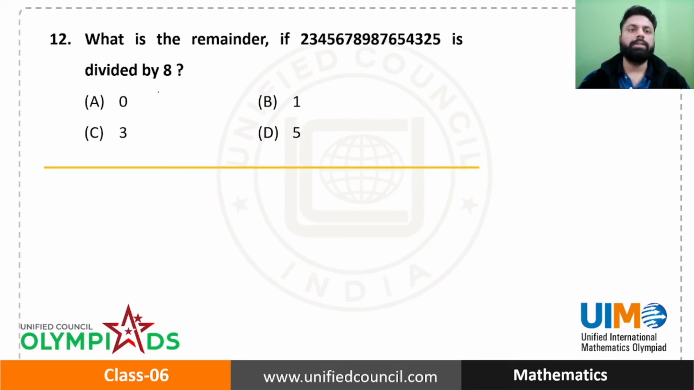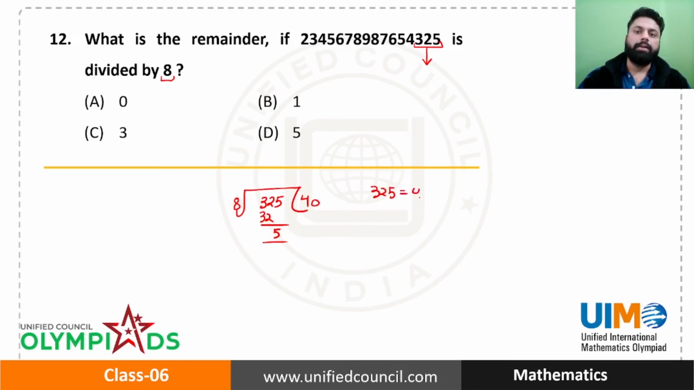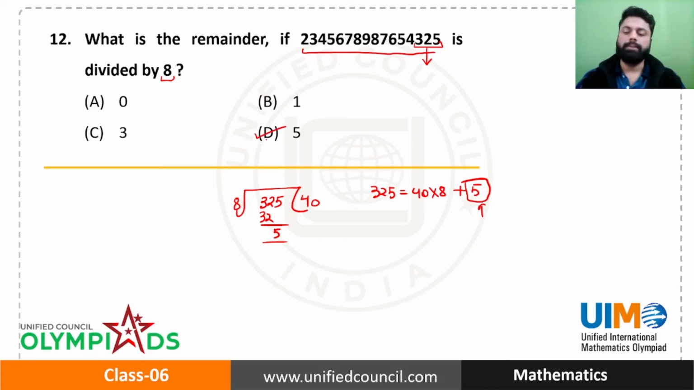What is the remainder if this number is divided by 8? So see, if the last 3 digits of a number are divisible by 8, then the number is divisible by 8. So let's divide 325 by 8. 4 times 32, 5, 0. So 325 can be written down as 40 multiplied by 8 plus 5. Now as 5 is the remainder, so 5 is going to be the remainder for this entire number. Option number D is the correct answer.